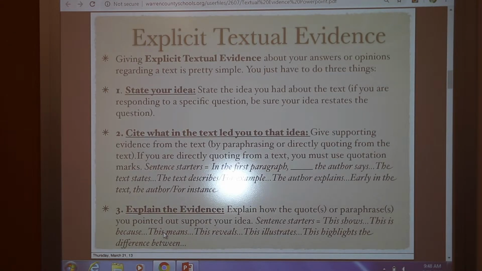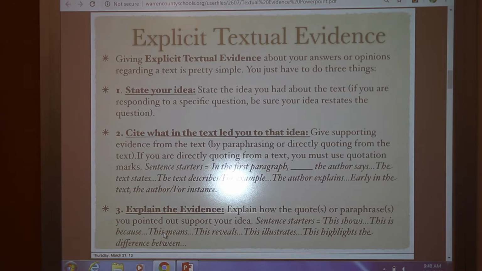Giving explicit textual evidence about your answers or opinions regarding a text is pretty simple. You just have to do three things. First, state your idea. State the idea you had about the text if you're responding to a specific question. Be sure your idea restates the question. Second, cite what in the text led you to that idea. Give supporting evidence from the text by paraphrasing or directly quoting from the text. If you are directly quoting from the text, you must use the quotation marks.